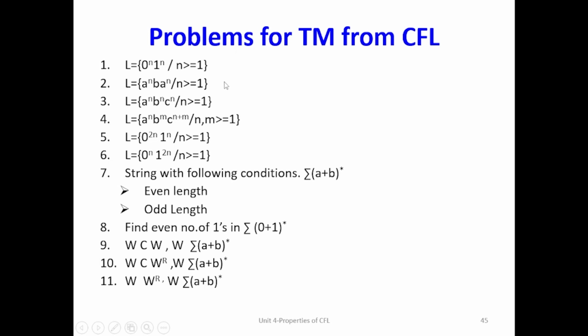I'm going to give an explanation for the conversion of a context-free language to a Turing machine. There are 11 problems available. I will solve 5 or 6 problems for your understanding, and the other problems you decide and work out in your own way. So I'm going to take the first problem. This is the language for which we want to construct a Turing machine.